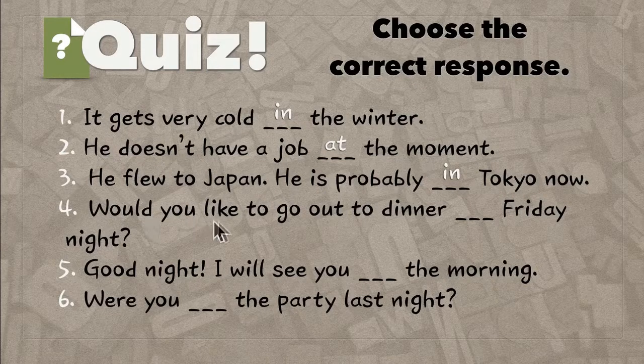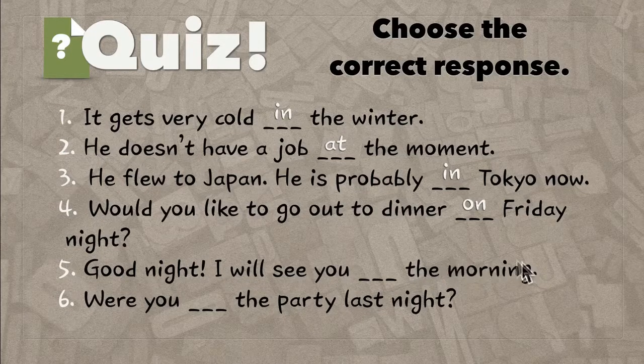4, would you like to go out to dinner Friday night? Remember, Friday night is a day, so on Friday night. Number 5, good night. I will see you the morning.